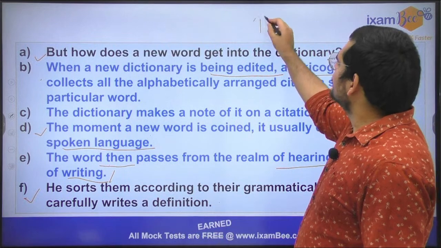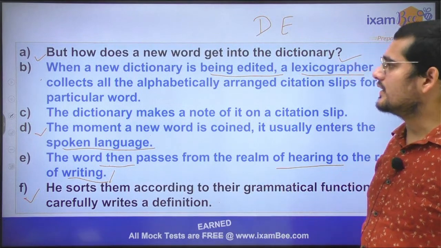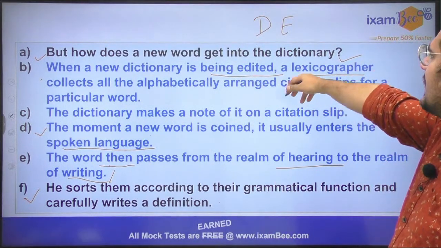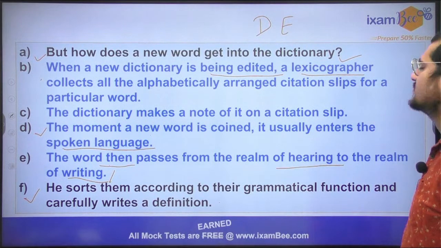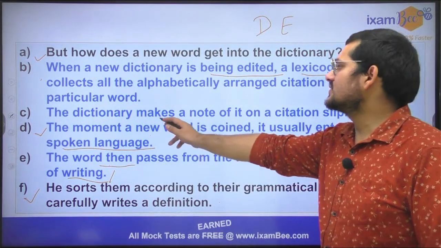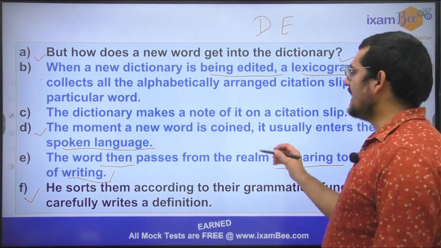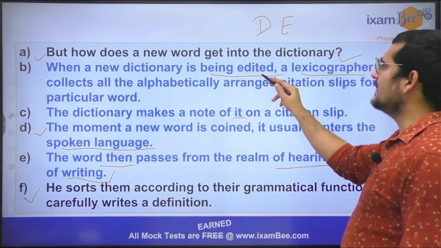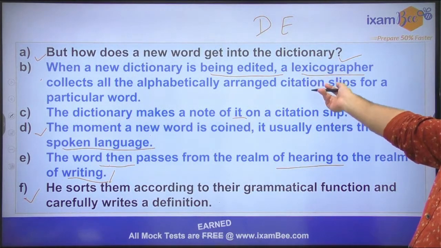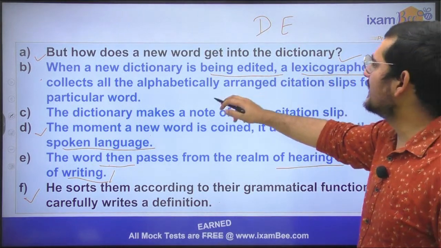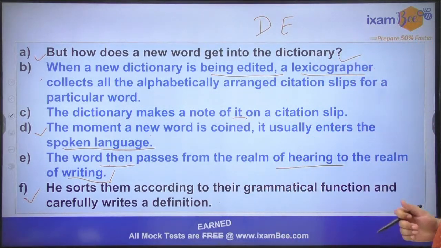So our correct sequence would be D, then E. ठीक है? Now what we see, when a new dictionary is being edited, a lexicographer collects all the alphabetically arranged citation slips from a particular word, and फिर हमारे पास दूसरा बचा, the dictionary makes a note of it on a citation slip. अब यहां पर ये हमें कुछ फर्दर प्रोसेस के बारे में बताता है. आपका जो बी वाला सेंटेंस है ना, कि जब हम डिक्शनरी को एडिट करते हैं, ठीक है, तो लेक्सिकोग्राफर क्या करता है, वो जो वर्ड्स हैं उनको वो अल्फाबेटिकली अरेंज करना चालू करता है, ठीक है.